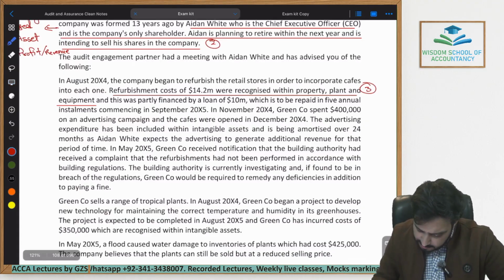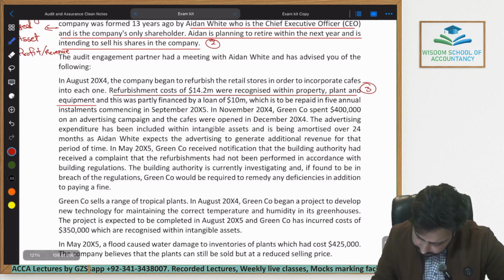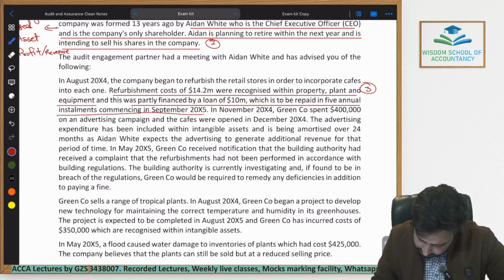So this is the fourth risk that we have created up till now, which is repaid in 5 annual installments commencing in this date.